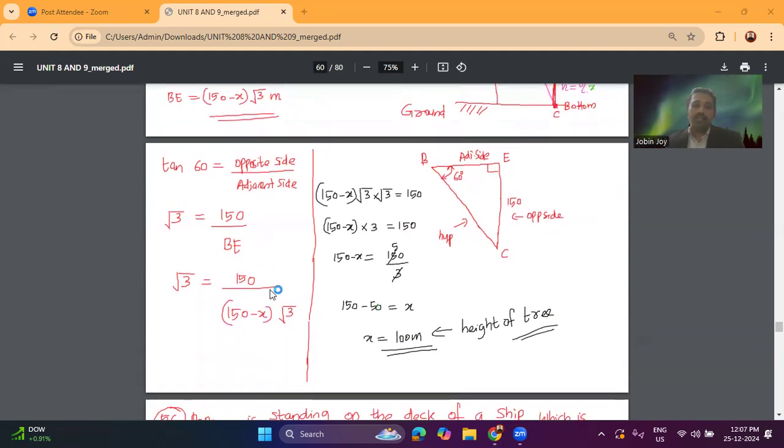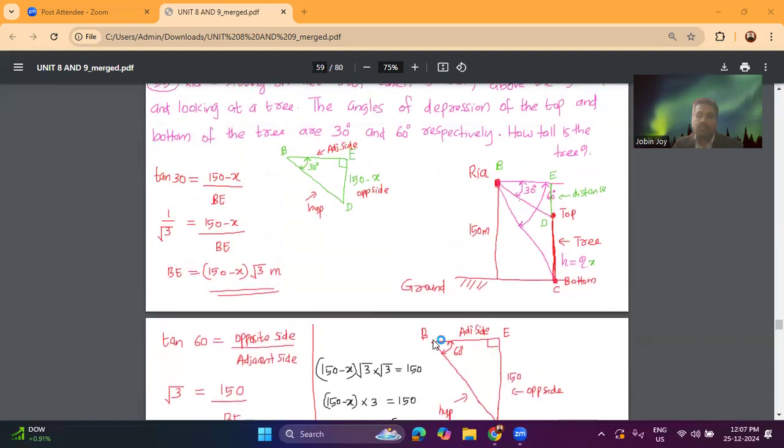So root 3 is equal to 150 divided by (150 minus x) into root 3. Then cross multiplication: (150 minus x) into root 3 into root 3 is equal to 150. Root 3 into root 3 is 3. So 150 minus x is equal to 150 divided by 3, which is 50. 150 minus 50 is equal to x. So x is equal to 100 meter. That is the height of the tree. So the height of the tree is equal to 100 meter.